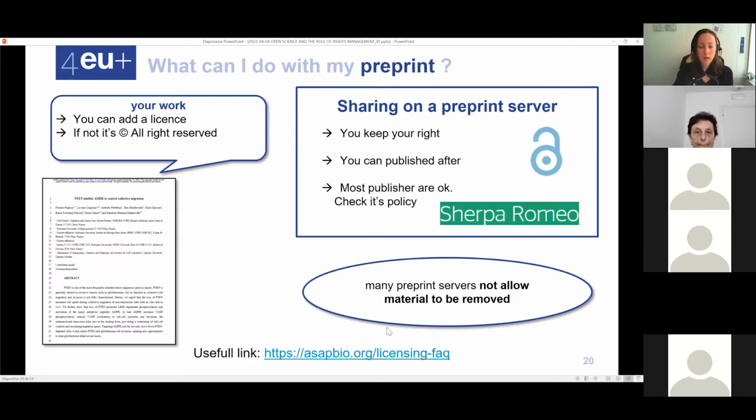And here at the end of the presentation, we give you a useful FAQ about preprints and copyright. As we are going to share the presentation with you on Zenodo, you can click on this link if you want to know more. Okay, so now I will show you how to use Sherpa Romeo with two examples.